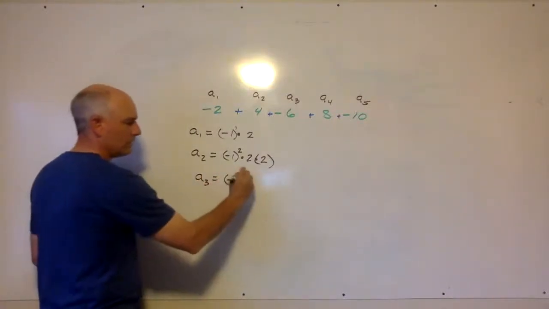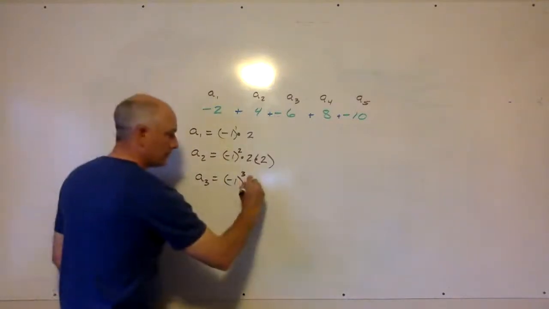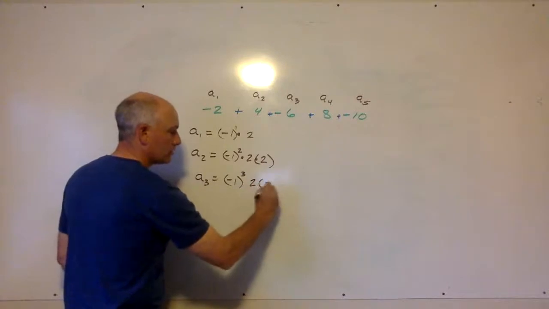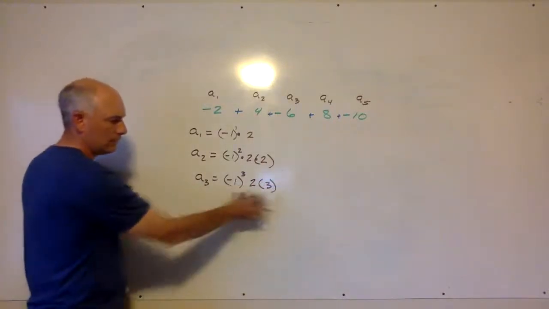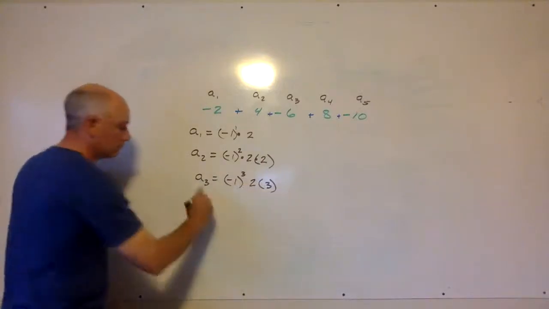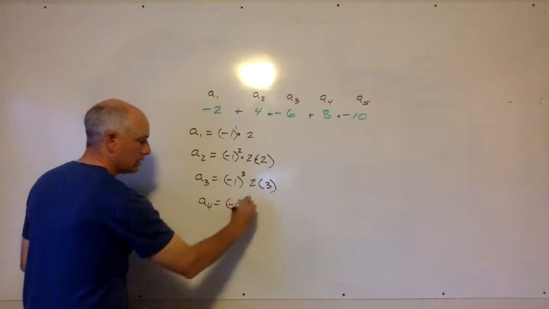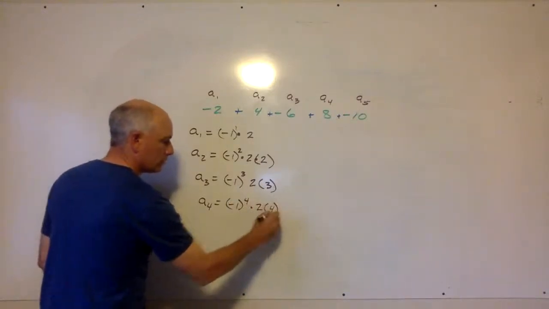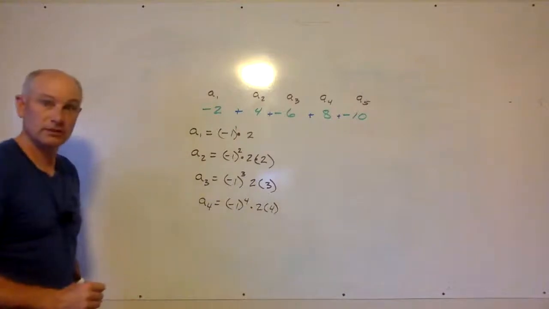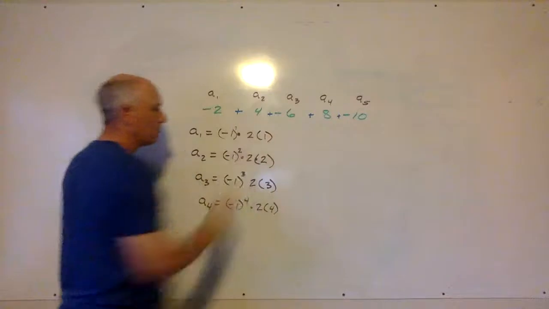Let's see what happens in a sub 3. Let's take negative 1 to the third power because that's going to generate the negative. And then 2 times 3. Negative 6. Let's see if it fits. Keep going. A sub 4. Negative 1 to the fourth power. 2 times 4. Positive 8. Looks like we have something. The only thing I might want to include up here is a 1.